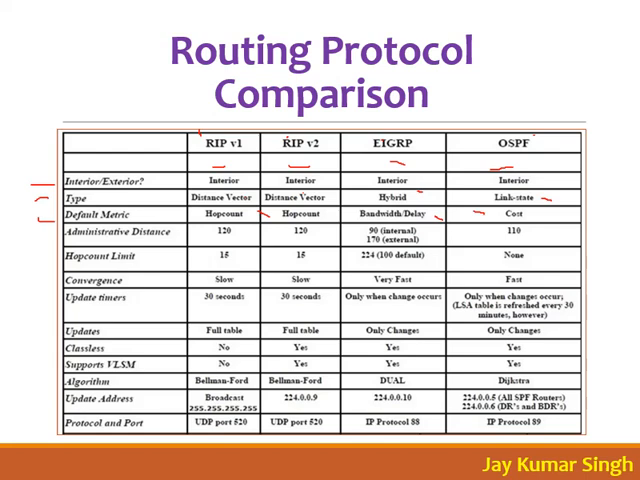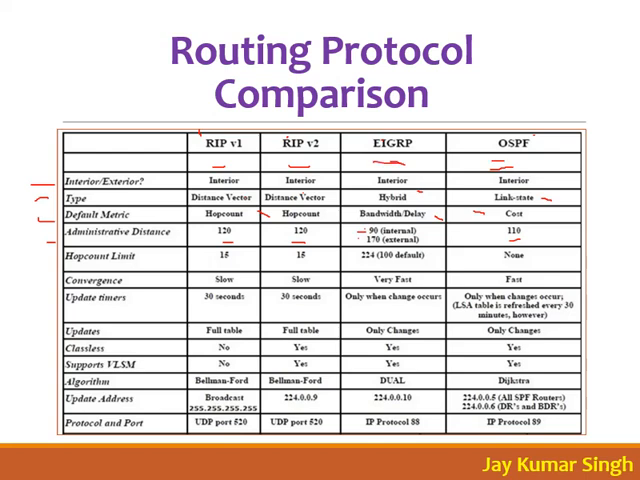The administrative distance of RIP is 120, and EIGRP has 2 administrative distances, one is 90 and one is 170, and OSPF is 110. Don't worry about these things, we'll see all of this for EIGRP and OSPF, but here I am just comparing.